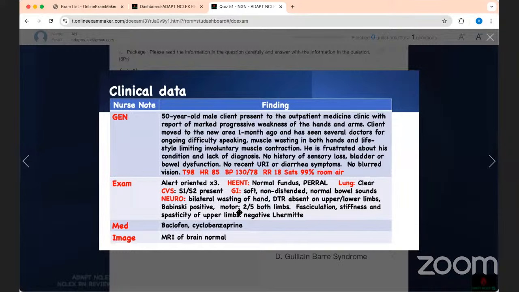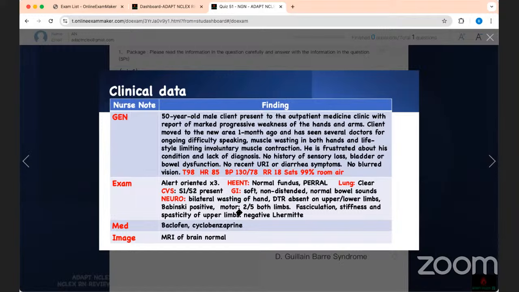Next case. A 50-year-old client presents to the outpatient medicine clinic with report of marked progressive weakness of the hands and arms. Client moved to the new area 1 month ago and has seen several doctors for ongoing difficulties speaking, muscle wasting in both hands, and lifestyle limiting involuntary muscle contraction. He's frustrated about his condition and lack of diagnosis. No history of sensory loss, bladder, or bowel dysfunction. No recent upper respiratory infection or diarrhea symptoms.